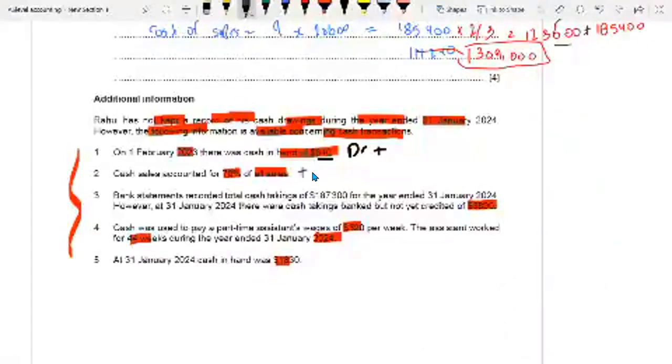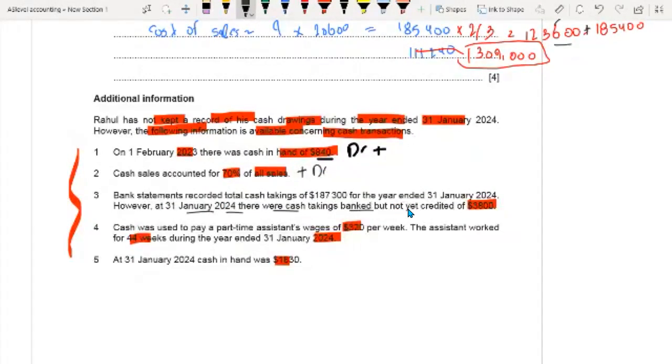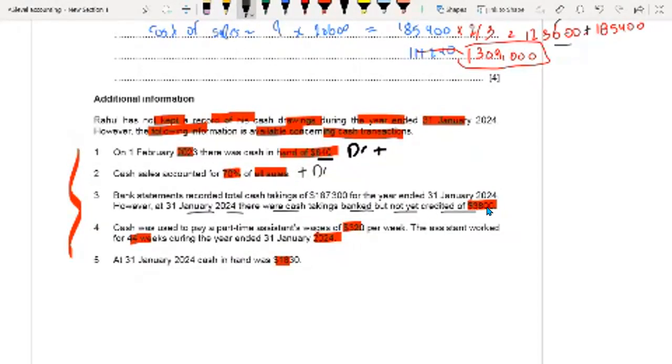So we know that cash sales would also add in the receipt and payment account because this would be on the debit side. Okay. And bank statements recorded the total cash takings of 187,300 for the year ended 31st January 2024. However, at 31st January 2024, there was cash takings banked but not yet credited of 3,800.